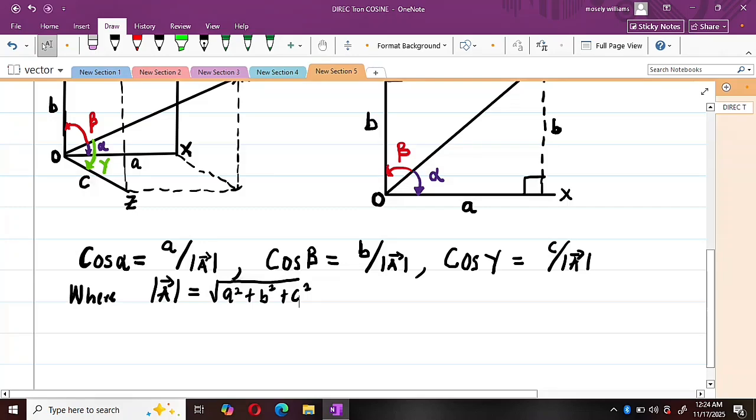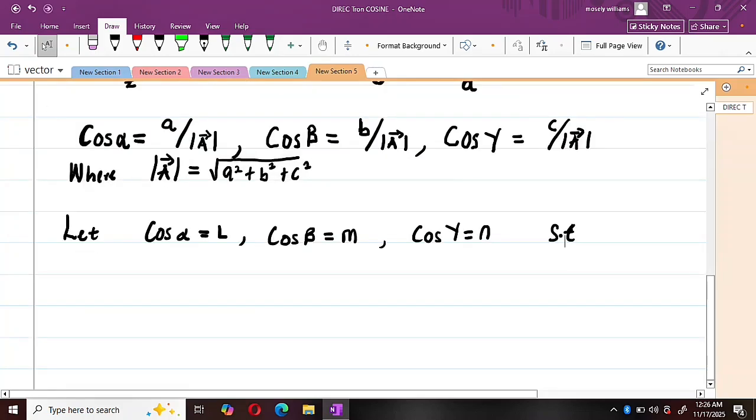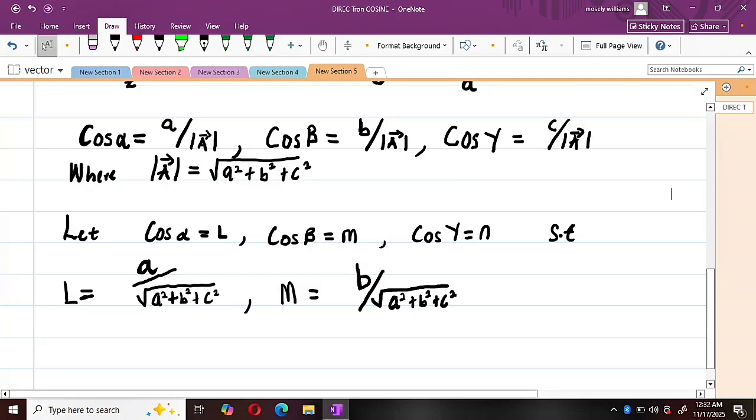Let's do a simple naming ceremony. Let's say cos alpha is equal to L, cos beta is equal to M, and cos gamma is equal to N, such that L is equal to A over the magnitude of vector A. Also, M is equal to B over the magnitude of vector A, and N is equal to C over the magnitude of vector A. Right now, we can solve some examples under direction cosine.